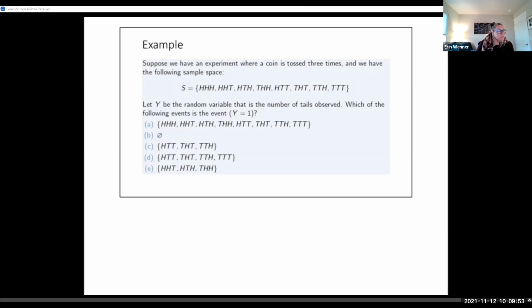So if we look at this list, A, B, C, D, E, which of those letters has only 1 tail occurring in each of the outcomes? That's what I'm asking.